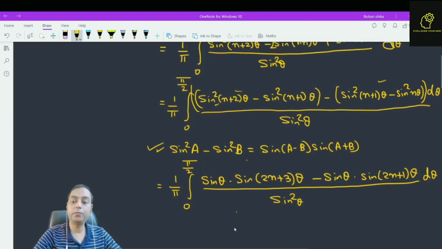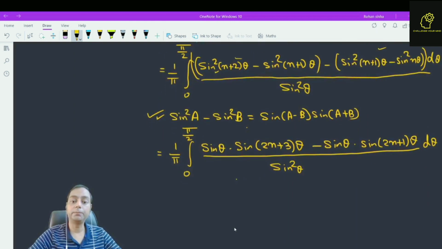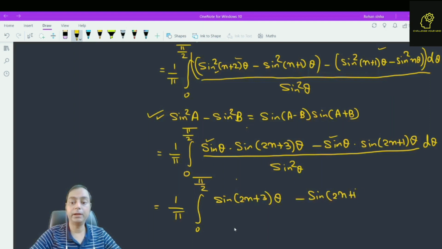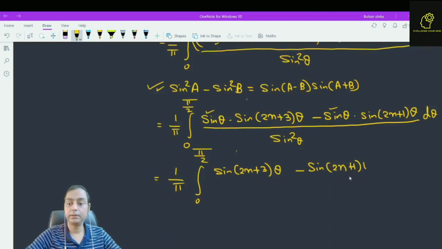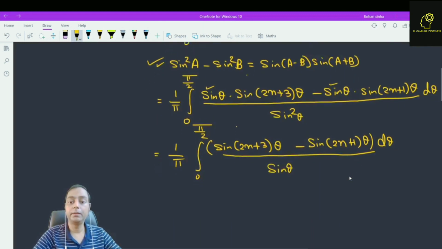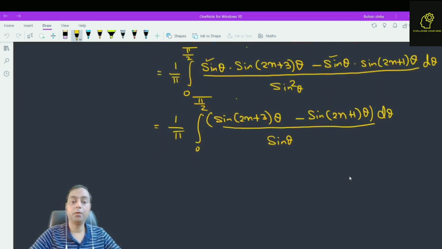Now if we calculate this further, the sin theta terms will get cancelled. So we find 1 upon pi, integral from 0 to pi by 2 of sin 2n plus 3 theta minus sin 2n plus 1 theta, whole divided by sin theta. Now if we proceed further, we find this as 1 upon pi.